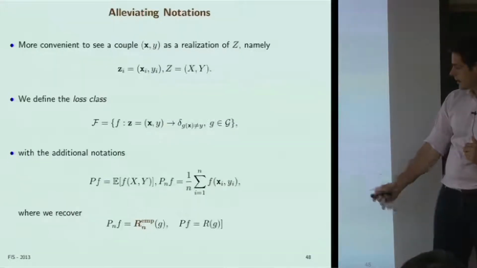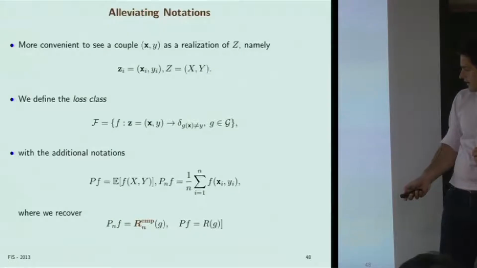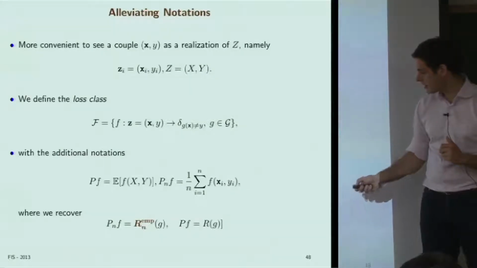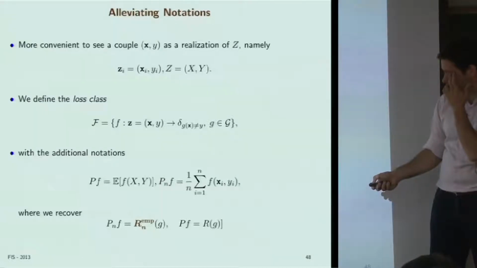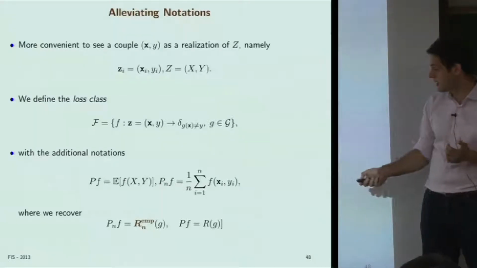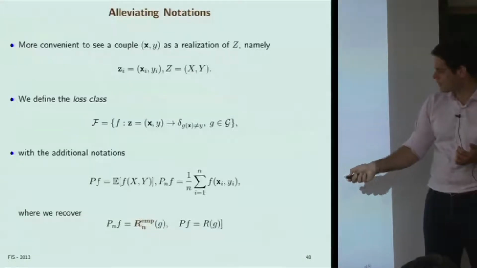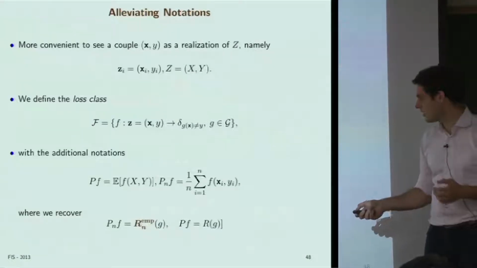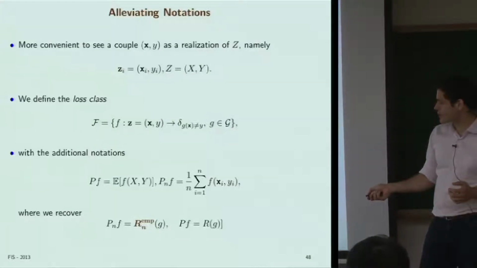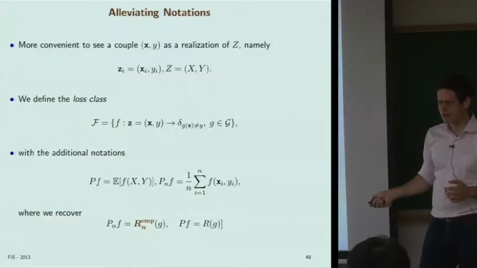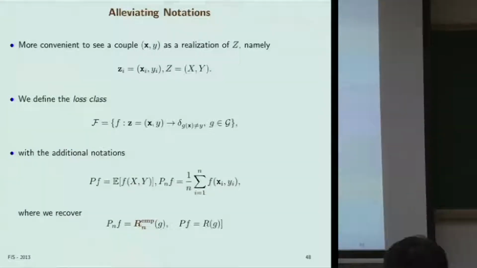Okay. And you can very easily see that this corresponds to the loss of the function g. And P of f, instead of being an empirical operator, is a real operator. It's a true probability. So it's just the expectation of f of z. So maybe you're familiar with those notations, but I just want to write them again. You can easily see that Pf is the true risk of g, and Pn of f is the empirical risk. Okay, Pf true risk, Pn of f empirical risk.